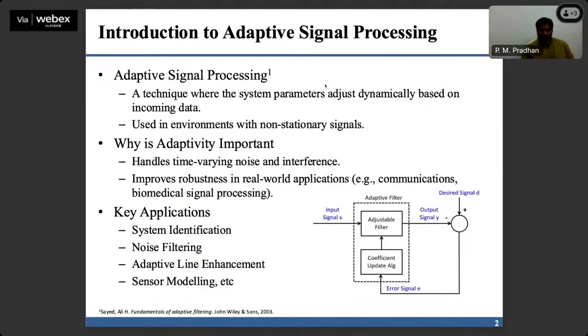The key applications of adaptive filtering are listed as system identification, noise filtering, adaptive line enhancement, sensor modeling, etc. So I will show you a few applications down the line where we have used the divergence criterion for solving this adaptive filtering problem. Okay, the listed applications are few in number. There are many more applications of adaptive filtering which have not been listed here.